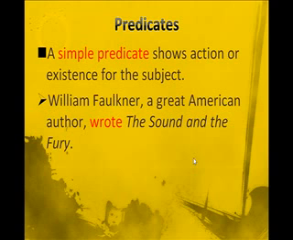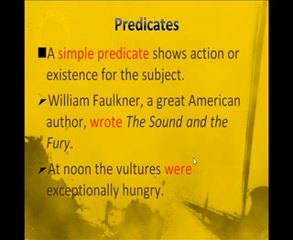Let's go back and look at that first sentence. William Faulkner, a great American author, wrote The Sound and the Fury. What did William Faulkner do? This is an action verb. He wrote. At noon, the vultures were exceptionally hungry. This time we do have a be verb. The vultures aren't doing anything, they're just existing as being hungry.